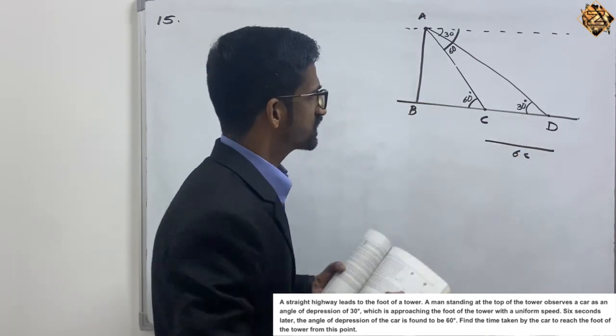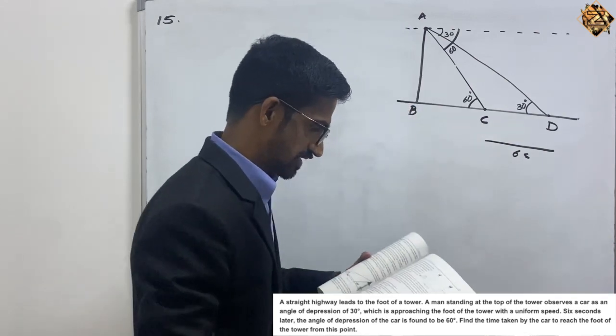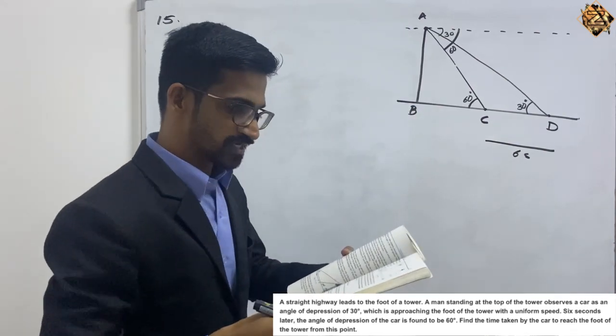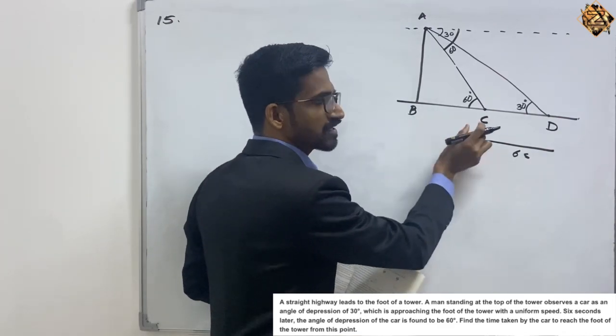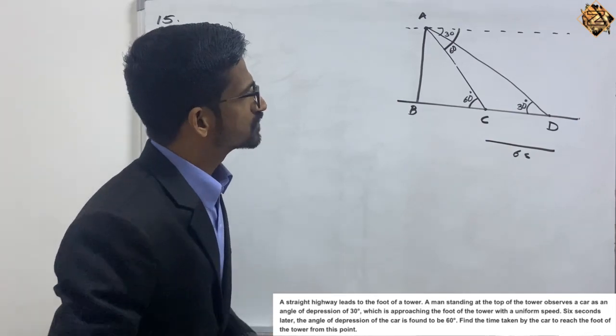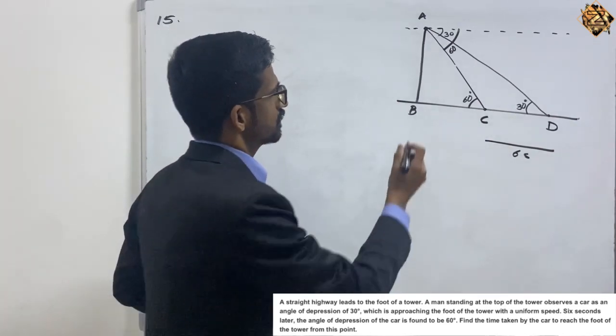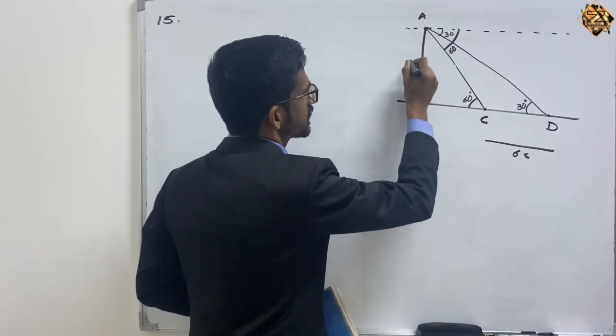And the final question is, how much time did it take for the car to reach the foot of the tower? Find the time taken by the car to reach the foot of the tower. So we have to find the time taken for the car from C to B. Here we have two triangles, triangle ABC and triangle ABD. We can take AB equal to h.